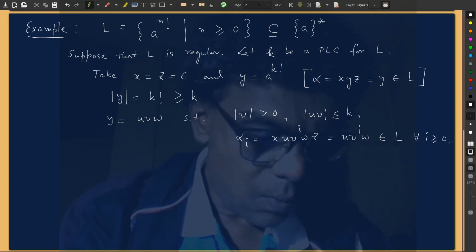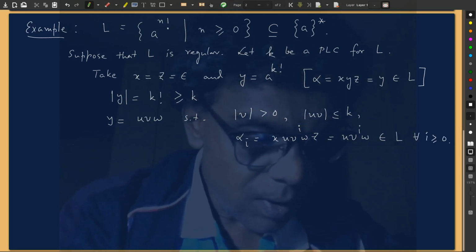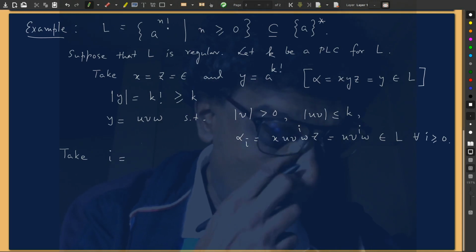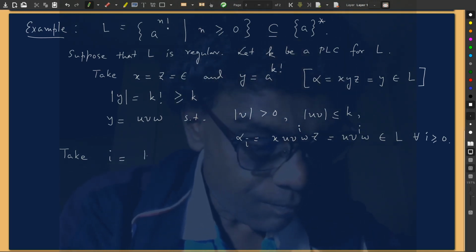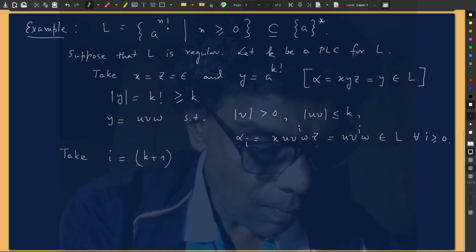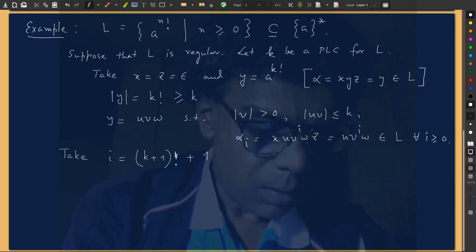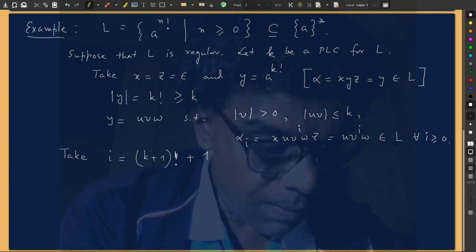So now the choice of i is a little bit tricky. In this case, this choice of i works. What should I take? k plus 1 factorial plus 1.